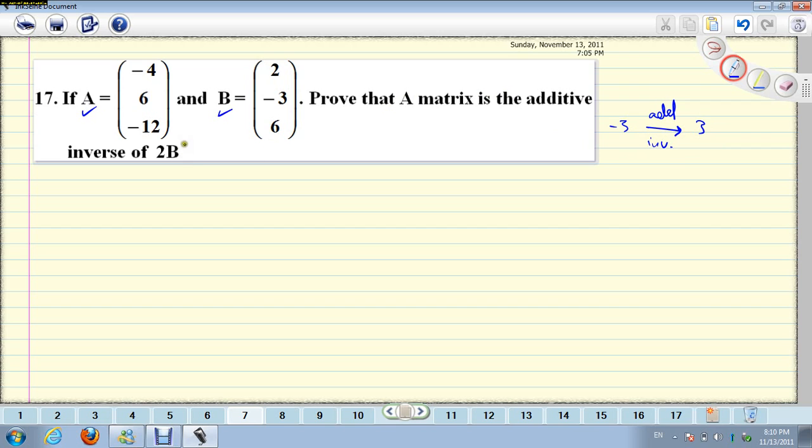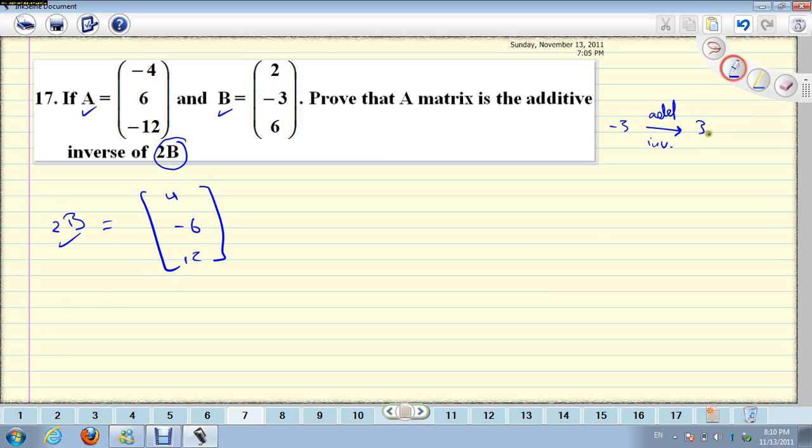Okay, first I'm gonna find 2B. So 2B equals 4, negative 6, and 12. This is 2B. Okay, take a look at 2B and A. So here's negative 4, and this is 4, this is 6, and this is negative 6, negative 12, and 12. So A is the additive inverse of 2B simply. But some teachers, not me, of course, want you to write an important rule about the additive inverse.